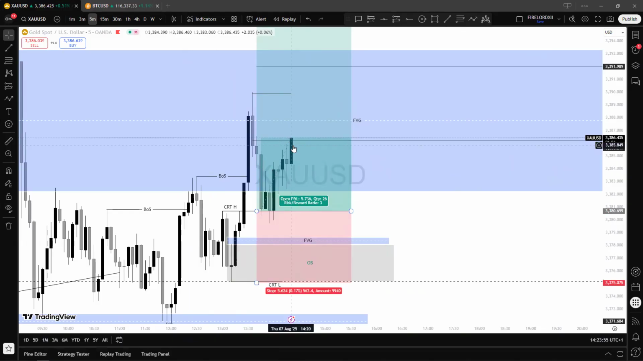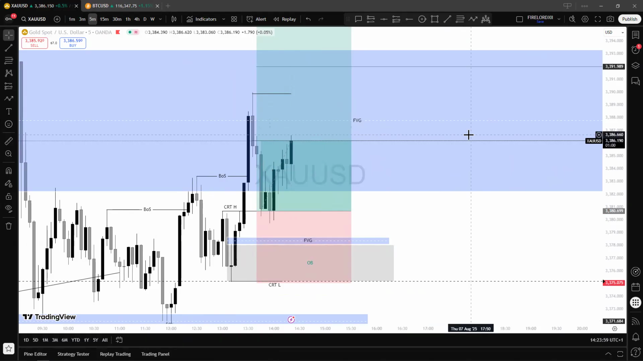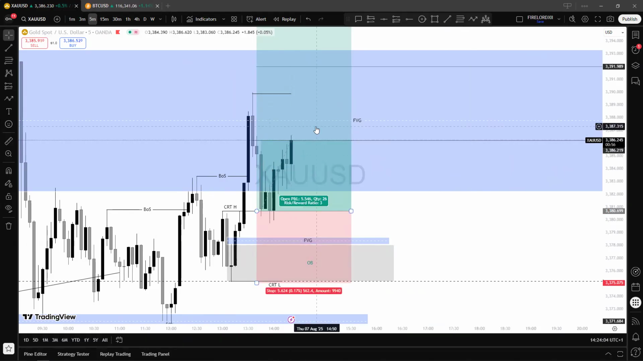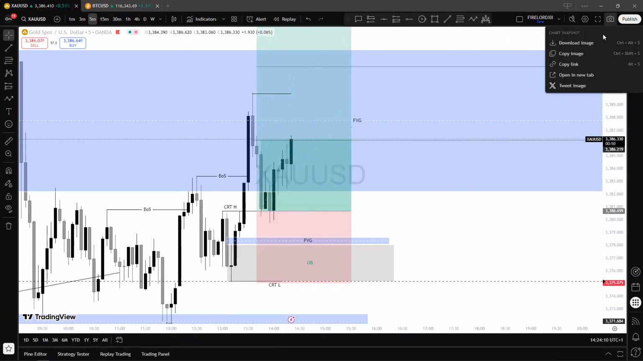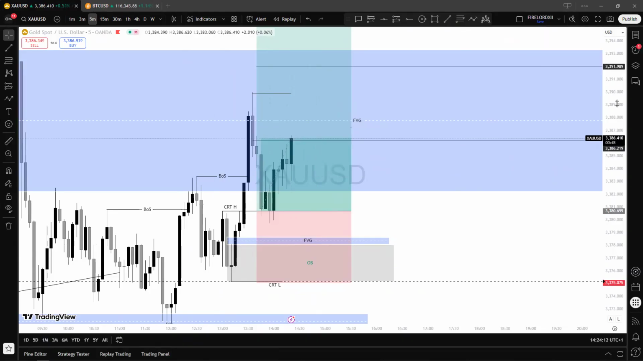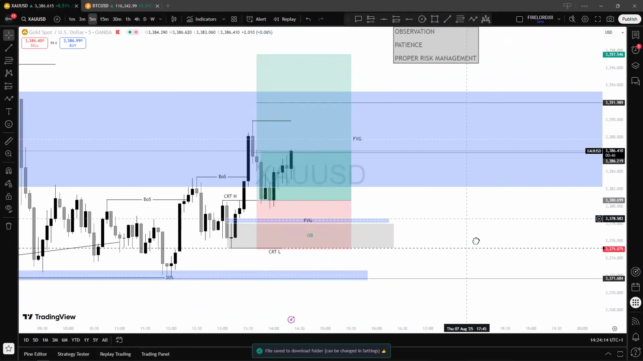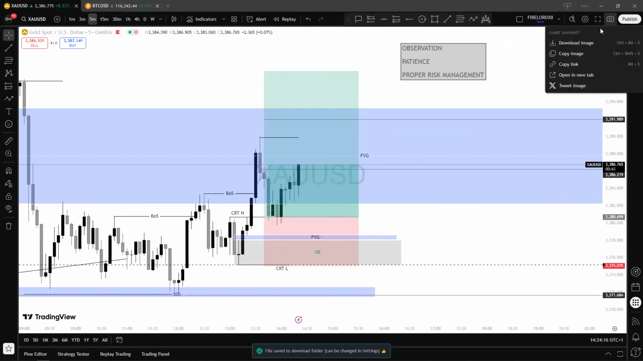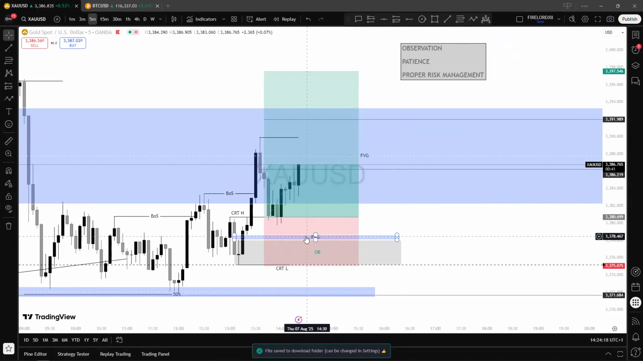Oh, you can see it has pushed above TP1. So we can't even argue with the results anymore. It has pushed above TP1. So yes. Oh, I didn't take a screenshot. Damn it.